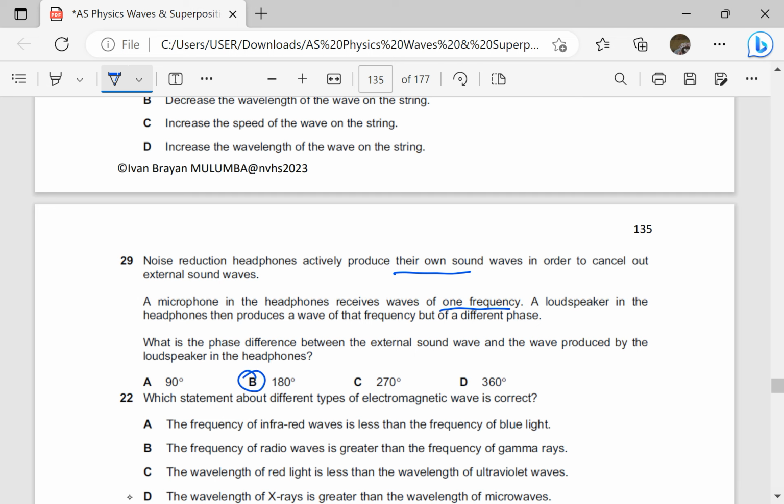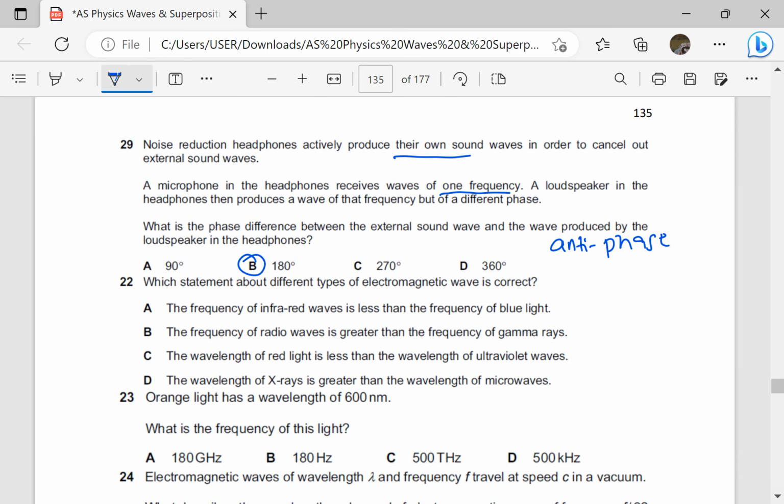If the sound produced by the headphones must cancel out external sound waves, then that should be destructive interference. Therefore, the two waves should have a phase difference of 180 degrees. In other words, we scientifically say they should be in what we call antiphase. Antiphase. So that is automatically 180 degrees. There is no need of calculating anything.